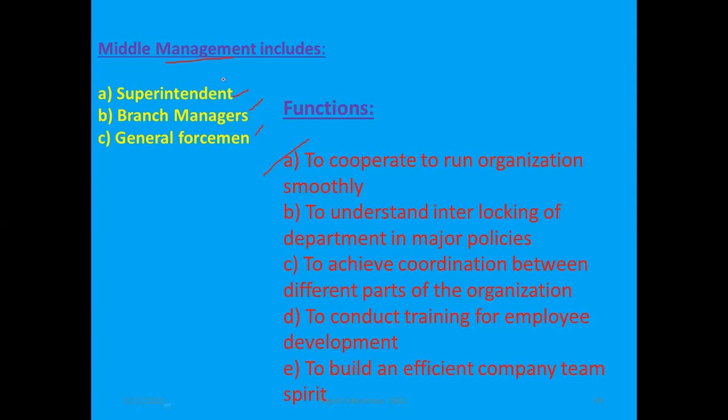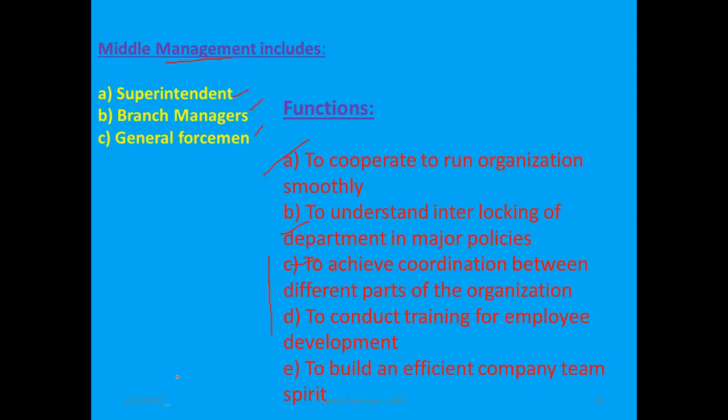To cooperate and run the organization smoothly. Whatever the layer or section, whether middle level or lower level, every level of people has to cooperate with each other to run the organization smoothly and effectively. To understand the interlocking departments and major policies, to achieve coordination between the different parts of the organization, to conduct training for employee development, to build efficiency towards company team spirit. Whatever points you have written for the upper middle level management, you can write at this point also.